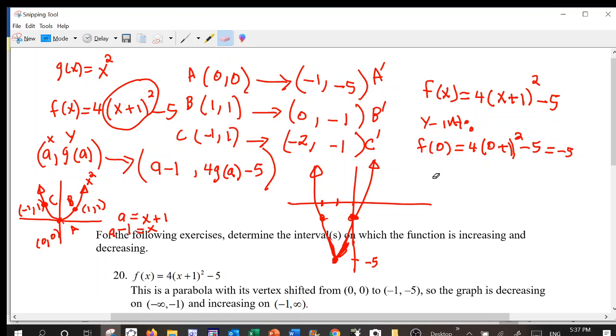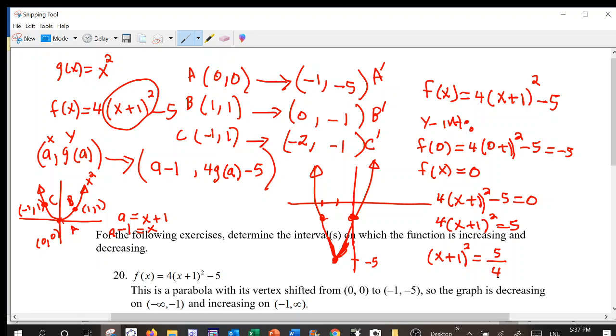And what about x-intercepts? Well, we have to let y equal 0. So to find the x-intercepts, we have to let f of x equal 0. So 4 times (x plus 1) squared minus 5 equals 0. I keep forgetting the parentheses. So that means 4 times (x plus 1) squared equals 5. And that means that (x plus 1) squared equals 5 over 4.